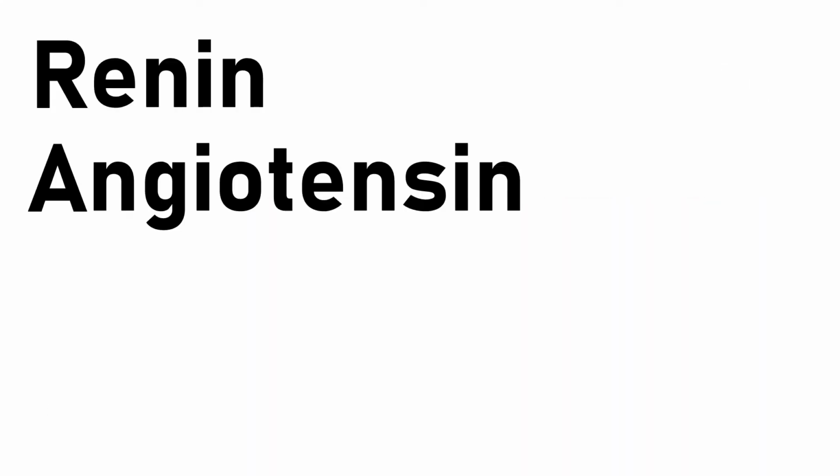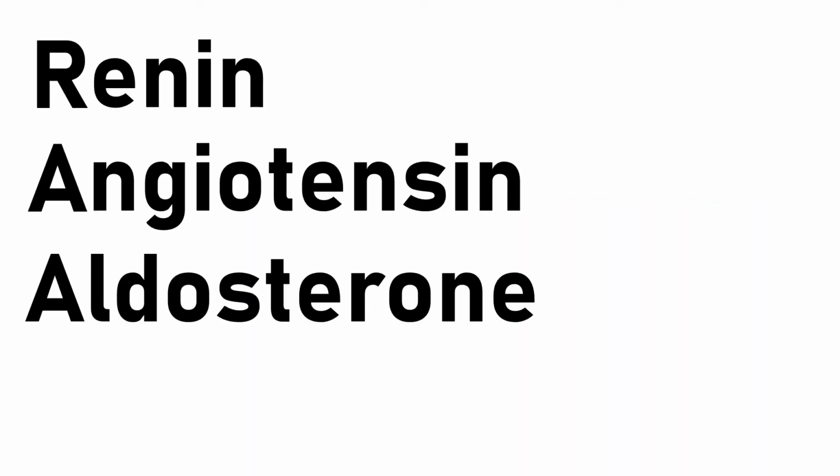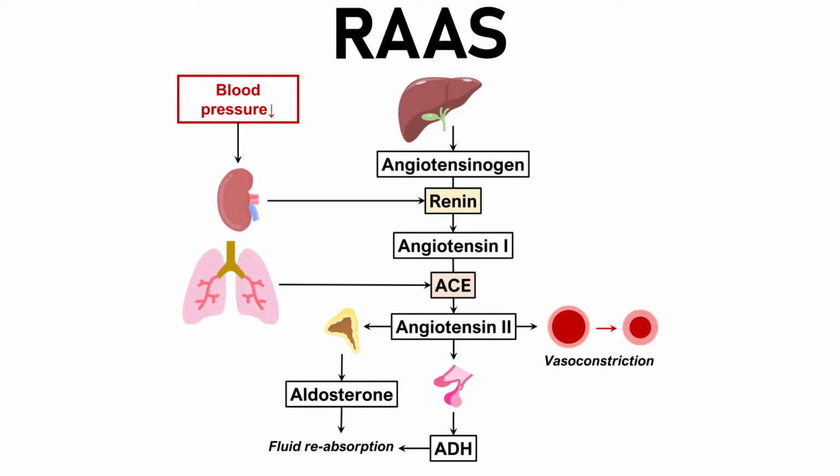The renin-angiotensin-aldosterone system, or RAS, is a hormonal system that works to maintain the body's blood pressure through vasoconstriction of arteries and absorbing more fluid in the kidneys.